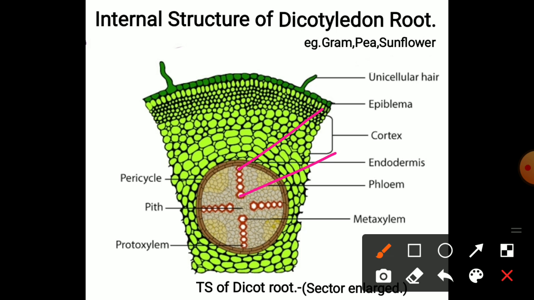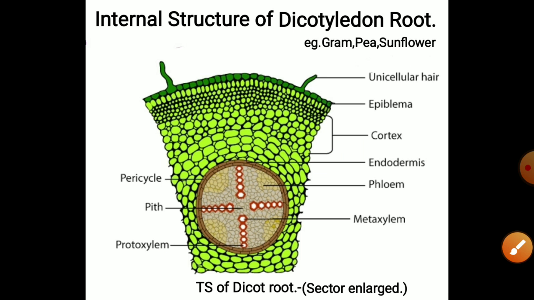The protoxylem points are facing toward the peripheral side, toward the outer side. This is protoxylem over here, and over here. These protoxylems are located away from the pith. This is the pith part. In the center there is a pith. Away from the central pith, the protoxylem points are located over here.